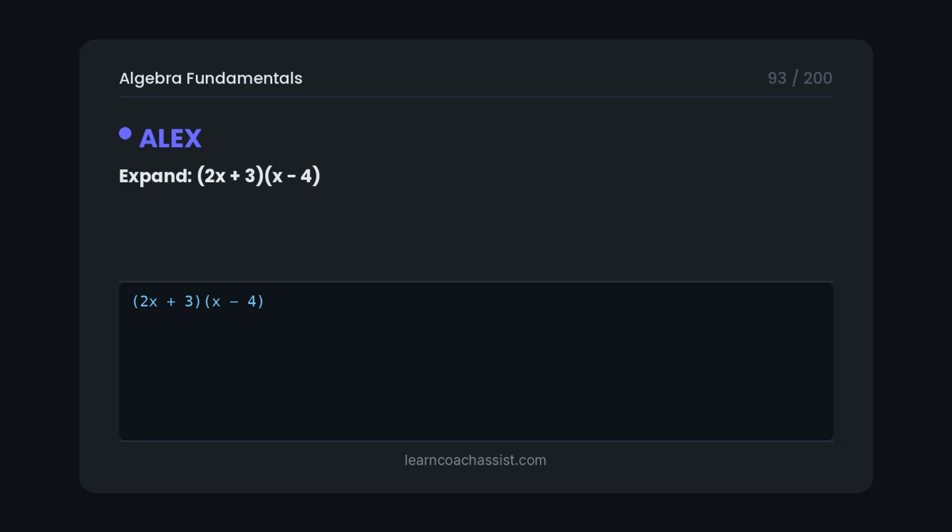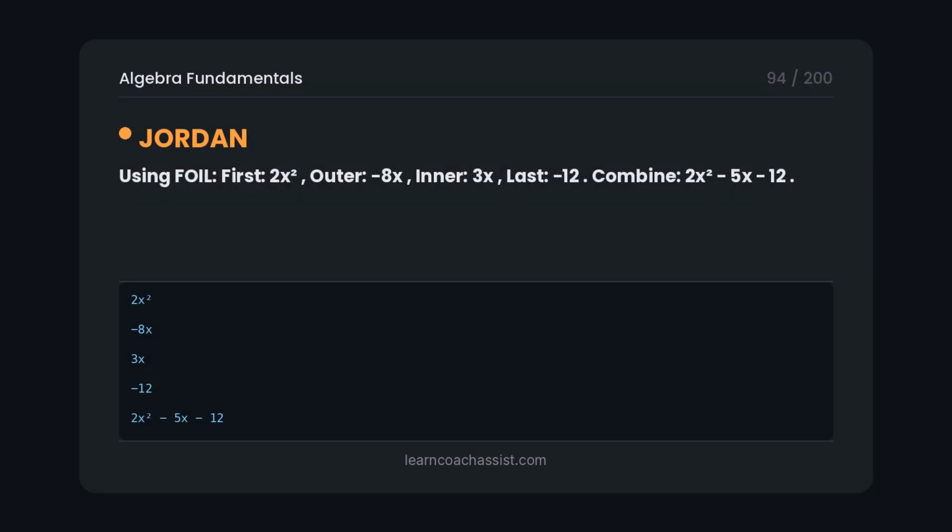Expand (2x + 3)(x − 4). Using FOIL: first, 2x^2; outer, −8x; inner, 3x; last, −12. Combine: 2x^2 − 5x − 12.